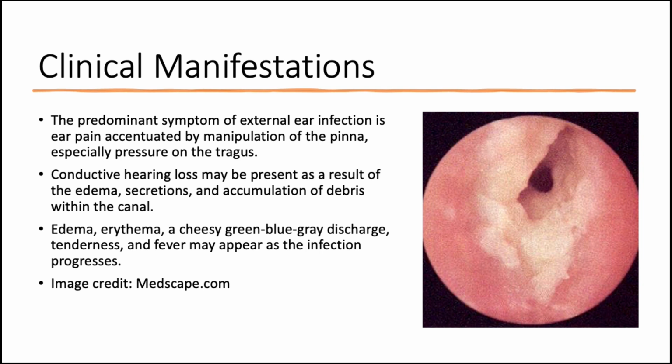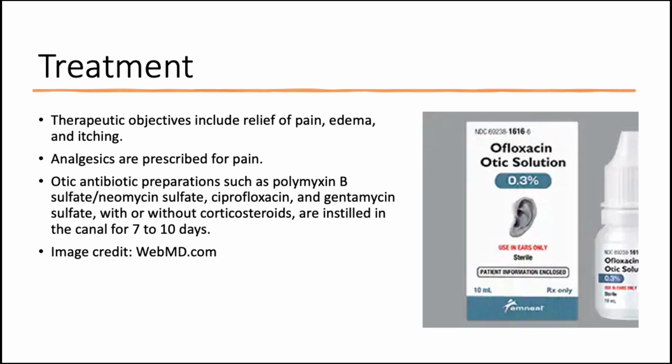The predominant symptom of swimmer's ear is external ear pain that's worse when you manipulate the ear. Sometimes hearing loss can be present either due to edema or the amount of secretions or both. And edema, erythema, and discharge is usually seen inside the ear. Because this condition is present on the external ear canal and not behind the tympanic membrane, we can treat it effectively with antibiotic drops. We also treat pain with Tylenol or Motrin.